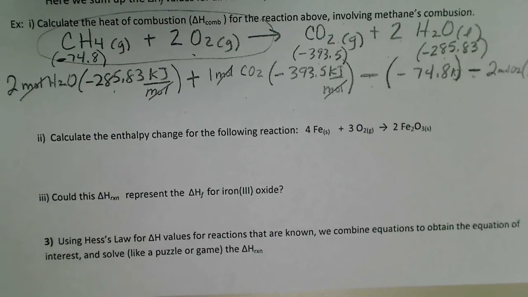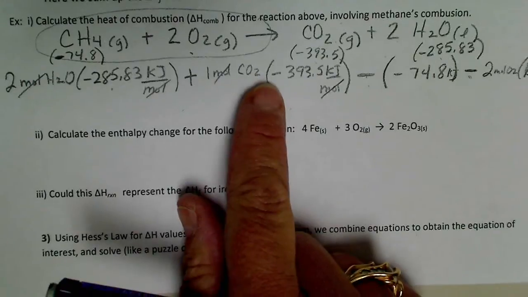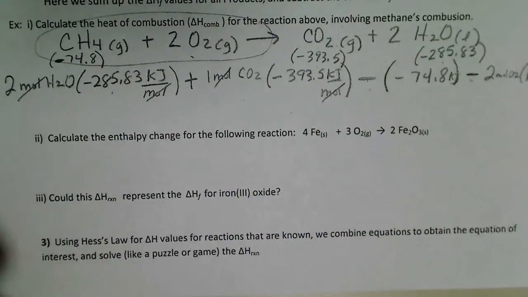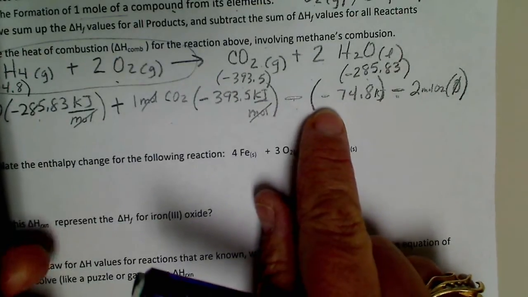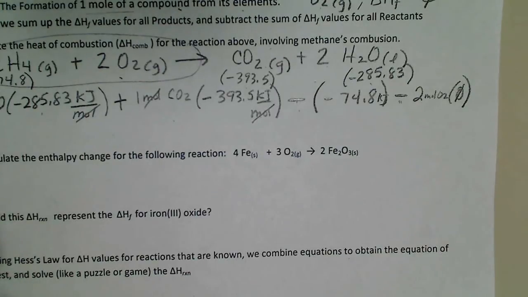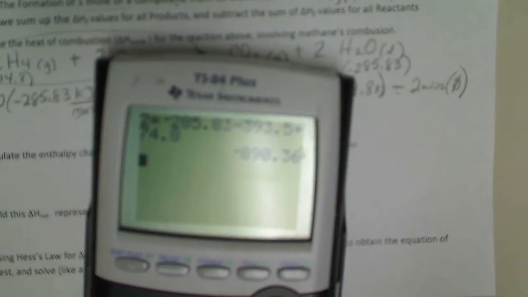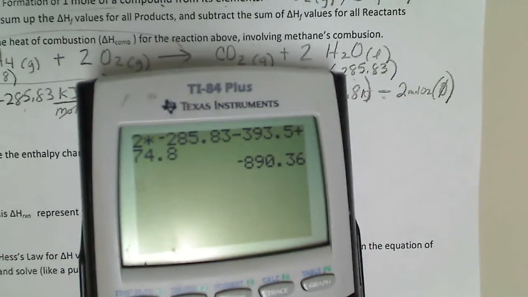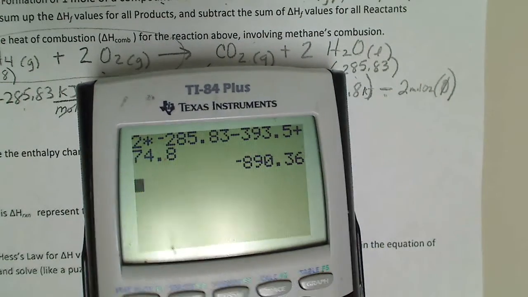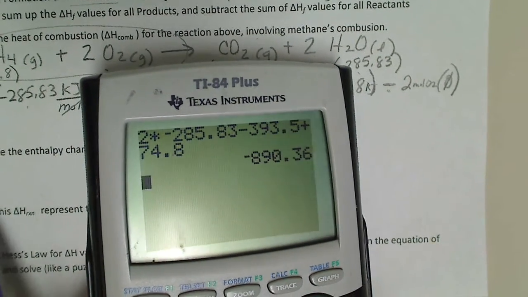2 times negative 285.83 plus a negative, or we could just put minus 393.5, and then minus a negative, I'm going to put plus right there, plus 74.8. And if we do that, then we'll get the same value. It's not focusing very well. We'll get the same value that the book gave us, or the same value that we saw from the reaction above.